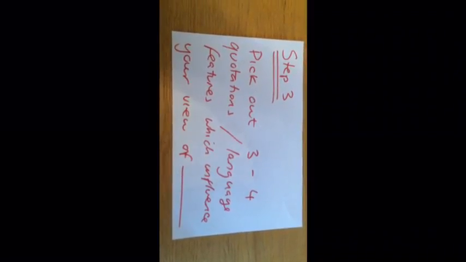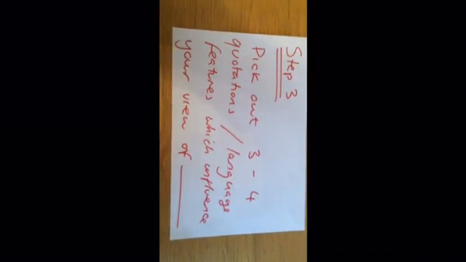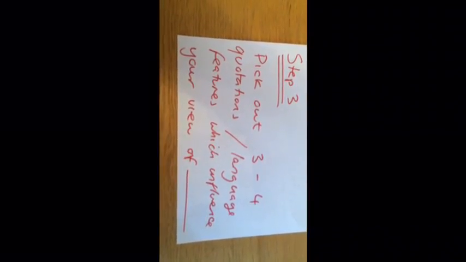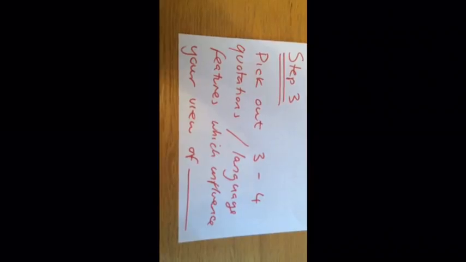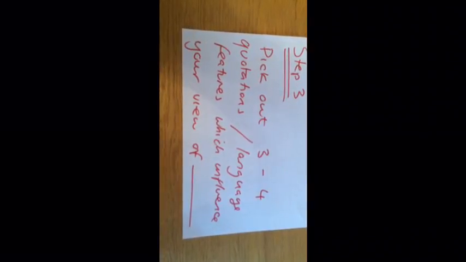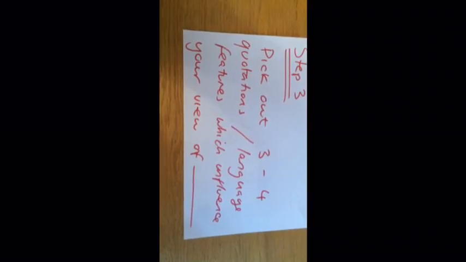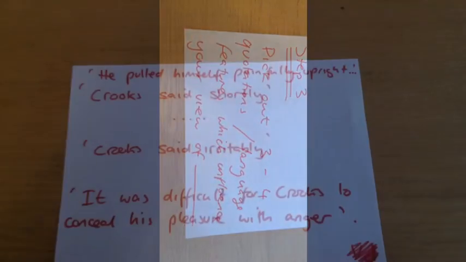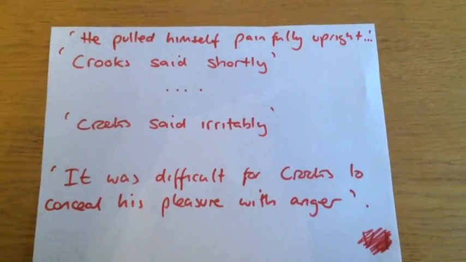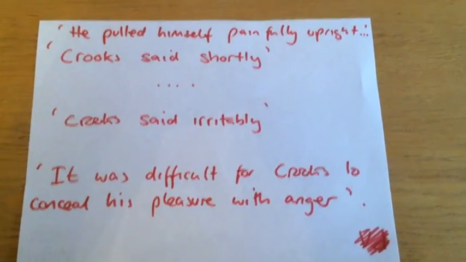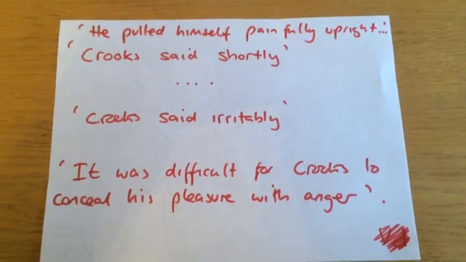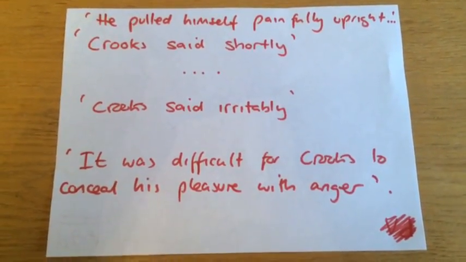Okay, step 3. What you need to do is, based on the random page that you're working with, pick out 3 or 4 quotations with language features that influence your view of the particular focus that that page explores. All right, so I've decided, and there's a number of possible ways you could have done it, that the focus is going to be the character of Crooks. Okay, there's a number of things that you could say about that.